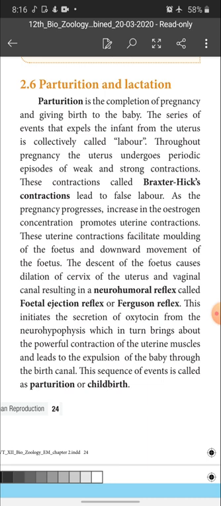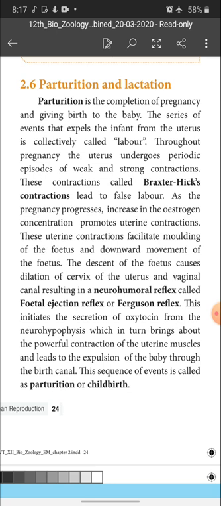So as the pregnancy progresses, what happened? The level of estrogen increased to promote the uterine contraction. It leads to what? The movement of the fetus downwards, and this is said to be what? This leads to dilation of the cervical canal and dilation of the vaginal canal, and this reflex is called neurohumoral reflex, fetal ejection reflex or Ferguson reflex.